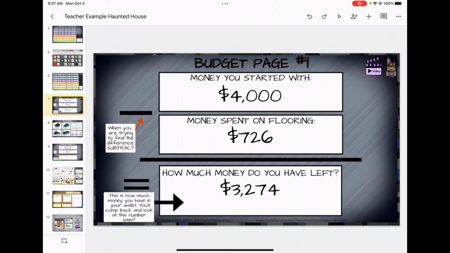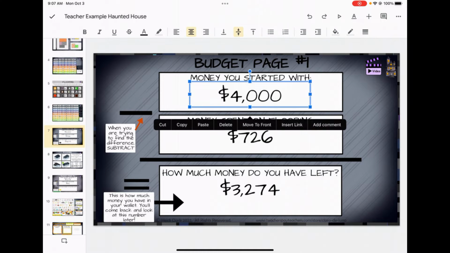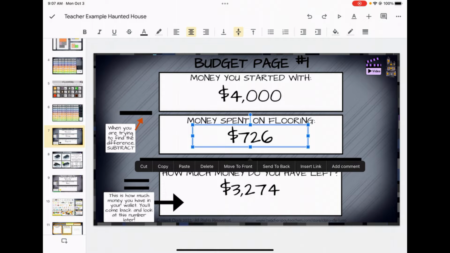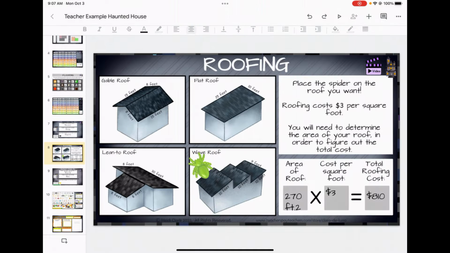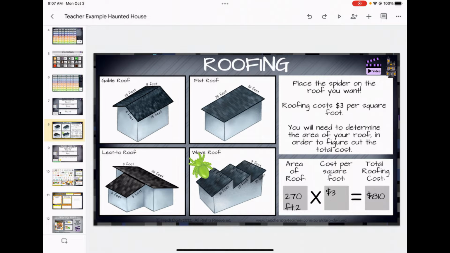So I started with $4,000. I spent $726 on flooring and I had $3,274 left over. Then I spent some money on my roof.